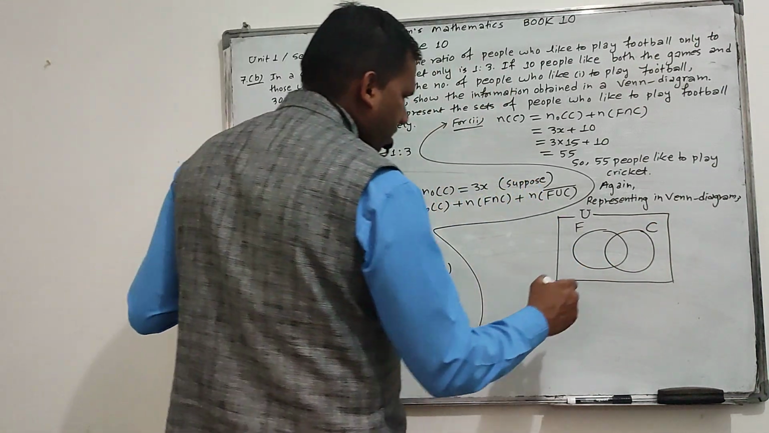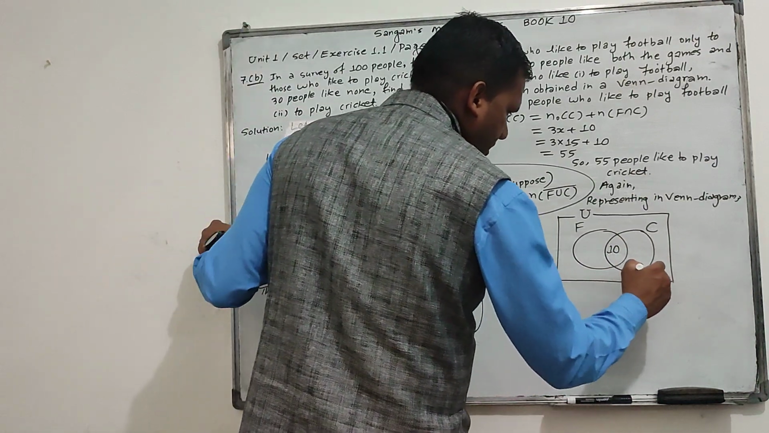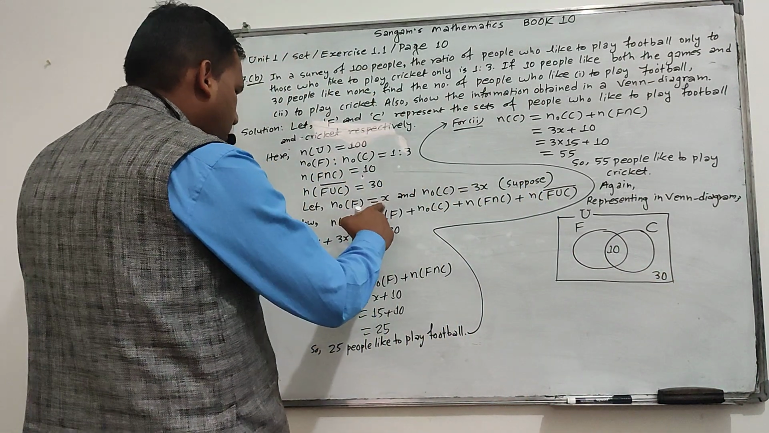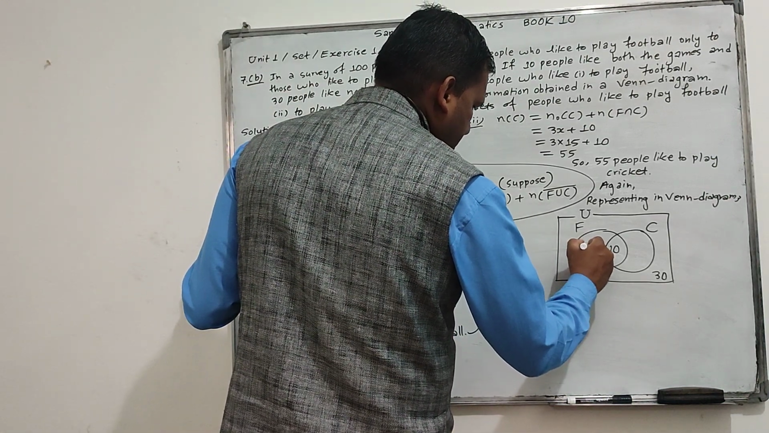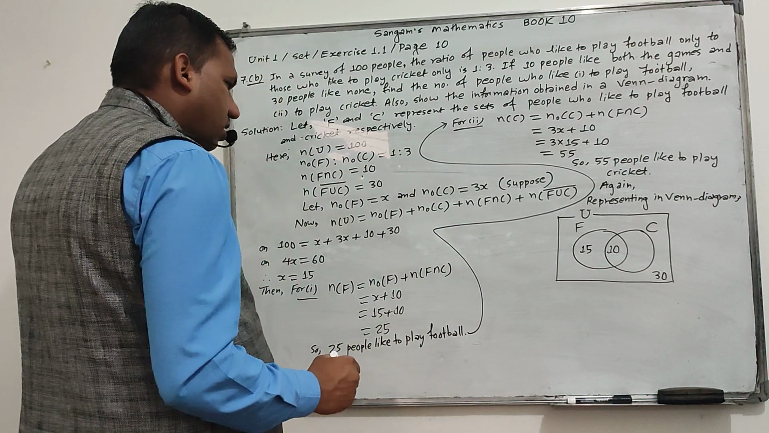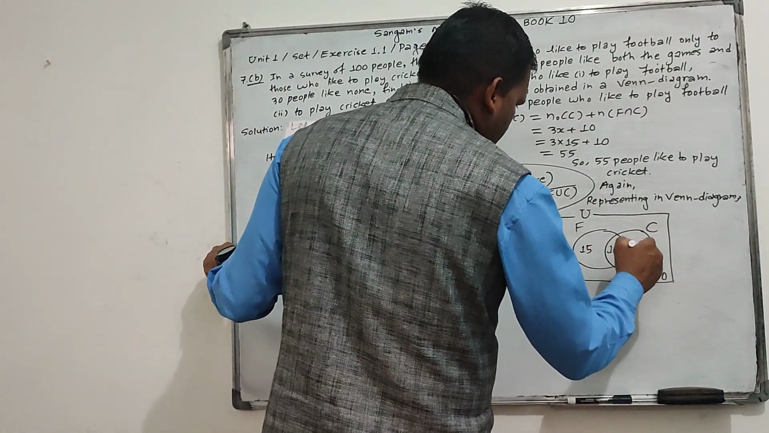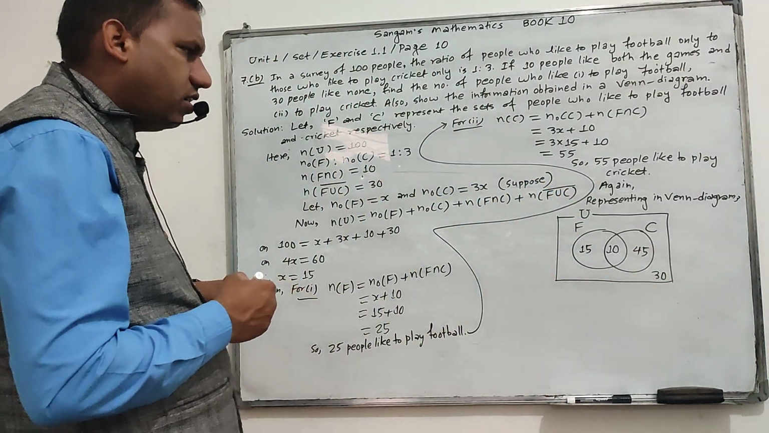Intersection data is 10, here is 10. Complement data is 30, so here is 30. And that F only is X, that is 15. And C only is 3X, 15 times 3 is 45. This is the required Venn diagram.